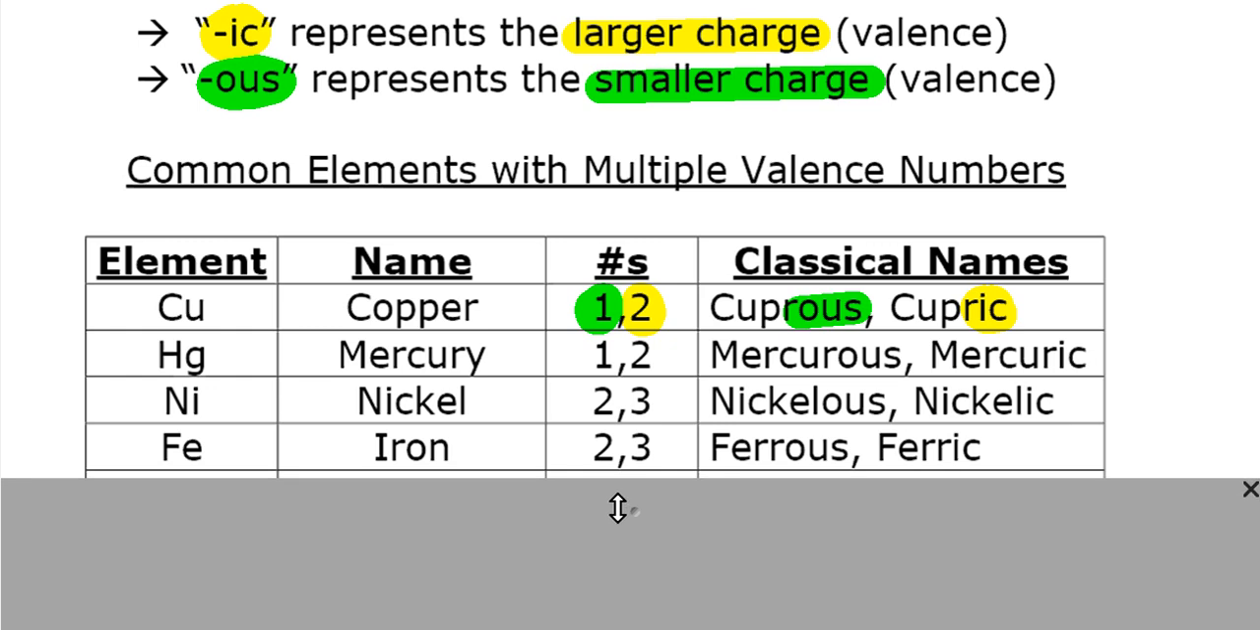Here's one that changes quite a bit. Iron. Iron, we call it ferrous or ferric. It has quite a big name change, but you'll notice the element symbol looks like the classical names. They're based on their Latin names. So there still is some relevance. It's just not the normal name that you're used to seeing.